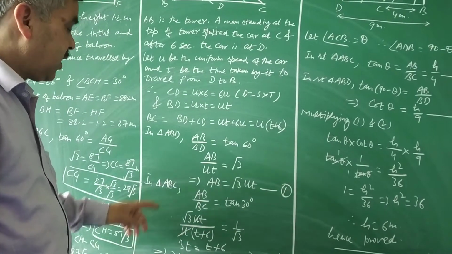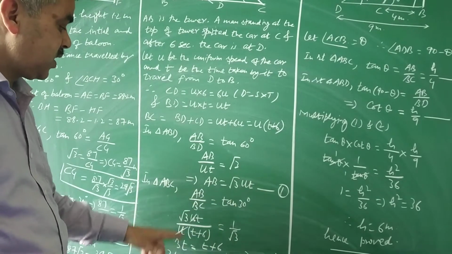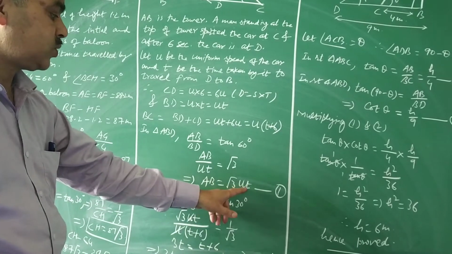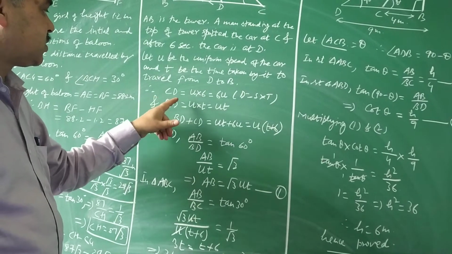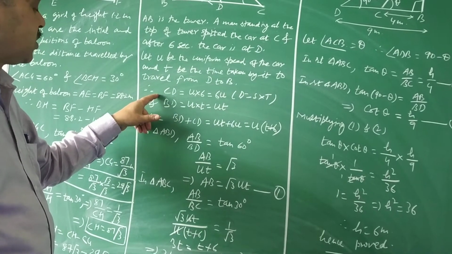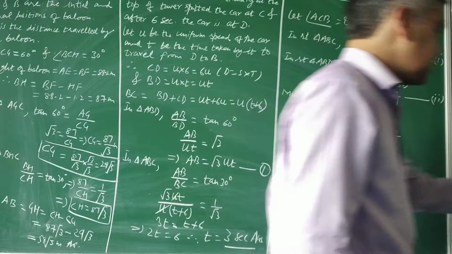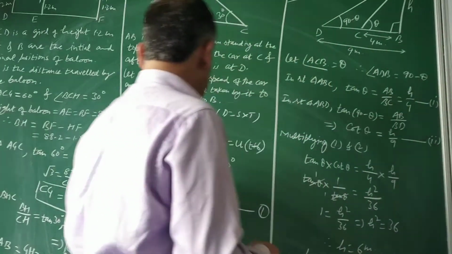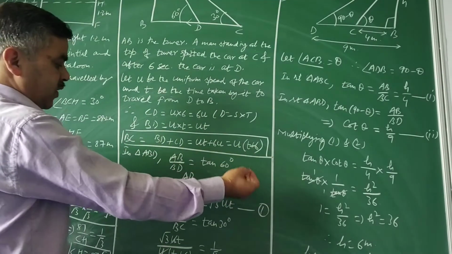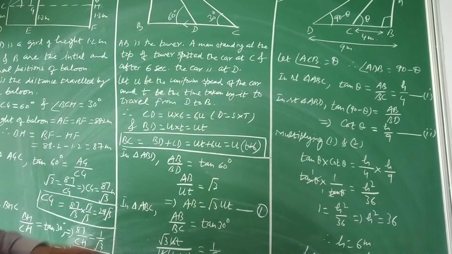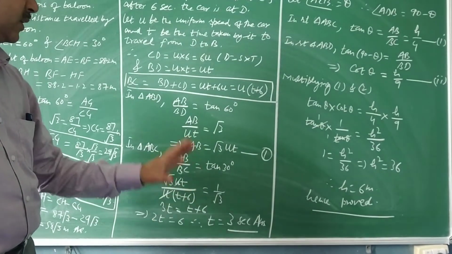Give it number 1. And in the whole triangle ABC, when you take perpendicular upon base, this will be equal to tangent 30 degrees. And AB you have calculated is root 3 UT. And BC I have already written there. CD is equal to BC, this is BC here. You can give it number 1 or number 2, that is from your convenience point of view. And put the value here directly, BC is equal to U into T plus 6.